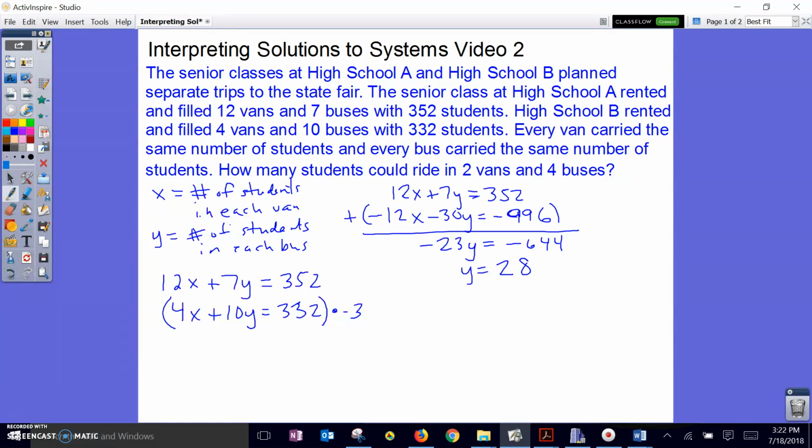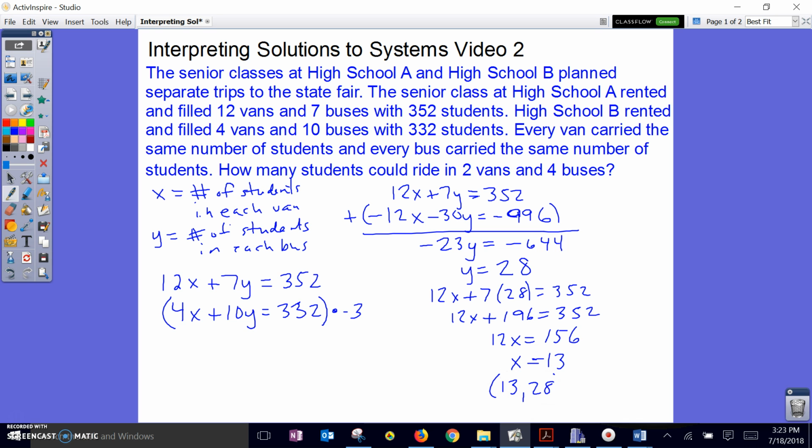And now I want to substitute that back into one of the original equations to get the value of x. I'm going to put it in the first equation: 12x plus 7 times 28 equals 352. 7 times 28 is 196. Subtract 196 from both sides. Again, if you feel like you want to use a calculator to do that, go ahead. We get 156. And then we'll divide both sides by 12. We get x equals 13. And so the solution to our system is 13, 28.